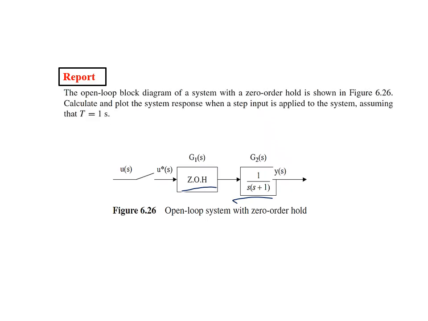Open loop block diagram of a system with zero order hold as shown in figure 6.26. Calculate and plot the system response when a step input is applied. The input U of the system is a unit step, assuming that the sampling time equals 1 second.